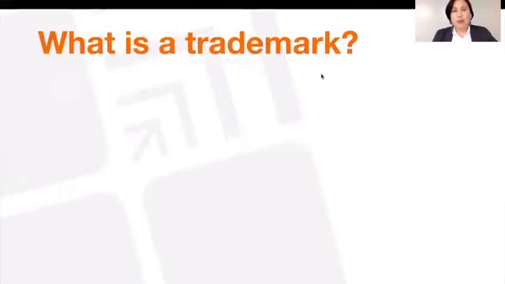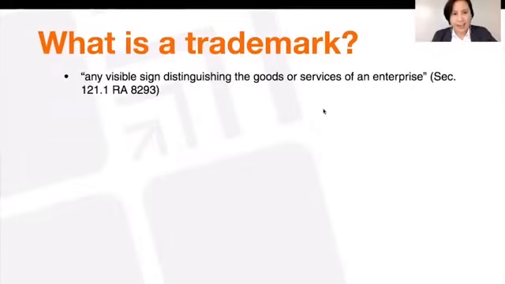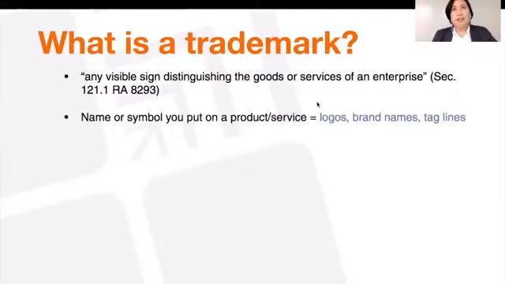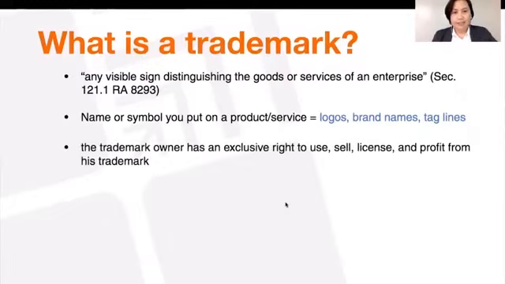The Intellectual Property Code of the Philippines defines trademark as any visible sign. Remember, it's a visible sign distinguishing the goods or services of an enterprise. Okay, it may be a name, a symbol, a logo, a brand name, tagline, or even mascot. And as mentioned, a trademark owner has an exclusive right to use, sell, license, and of course, profit from his trademark.